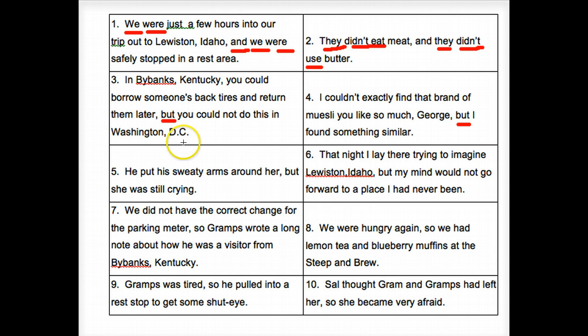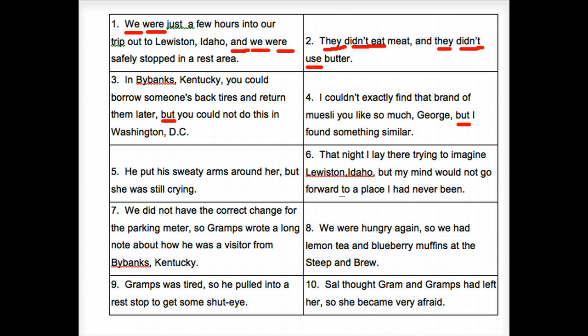In sentence number 5, John tries to comfort Sal's mom by hugging her. It does not work, and she continues to cry. These are the contrasting ideas. He tries to comfort her, but he could not do it. She continued to cry. In sentence number 6, what is Sal saying?